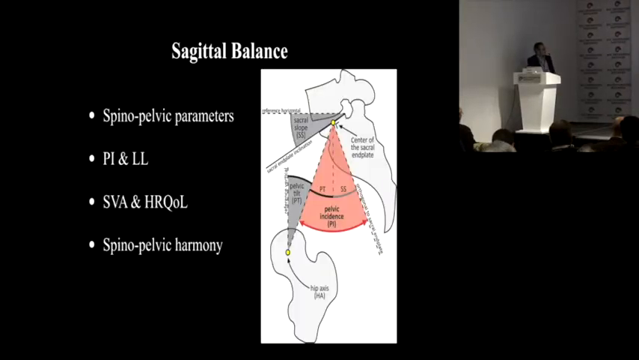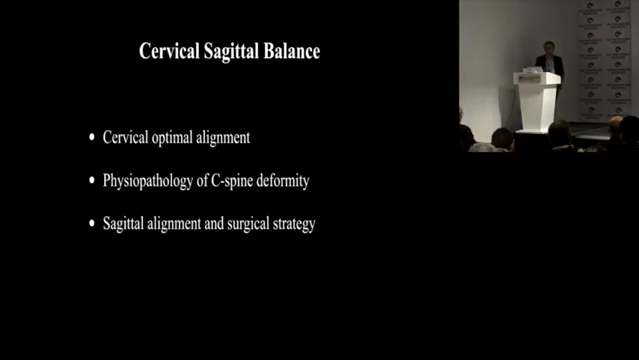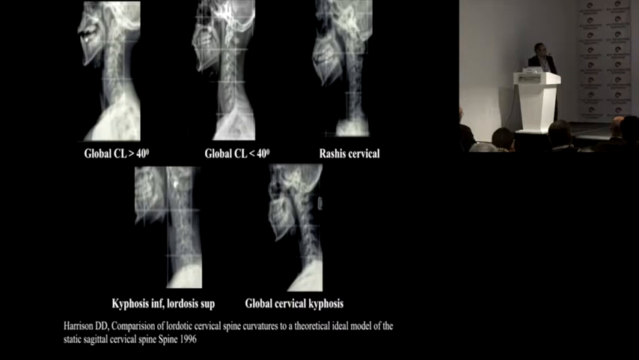As Dr. Kaptanoğlu has told us, sagittal balance is important. The spinopelvic parameters are important. We know the relationship between pelvic incidence and lumbar lordosis. We know the importance of this SVA and its relation with health-related quality of life factors. And we know the spinopelvic harmony and the importance of it. So we have to think that if there is a relationship at the cervical spine here, first of all, we have to know if there is a proper optimal cervical alignment.